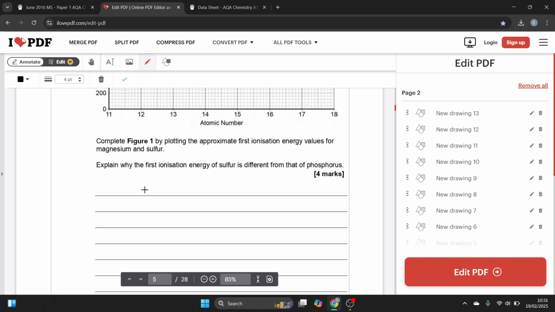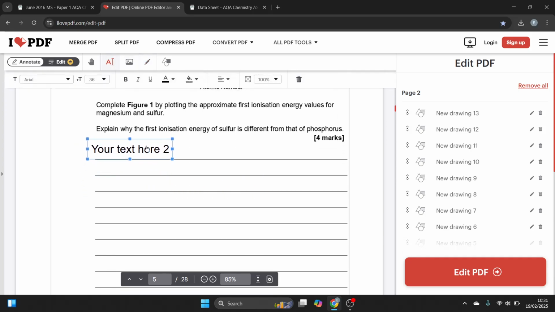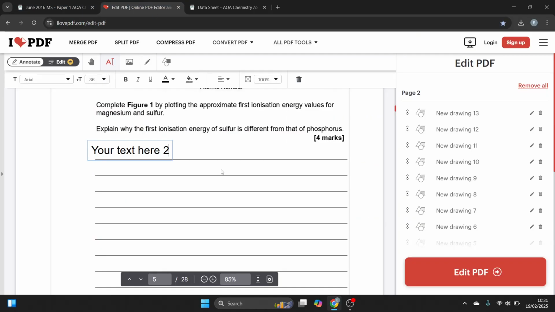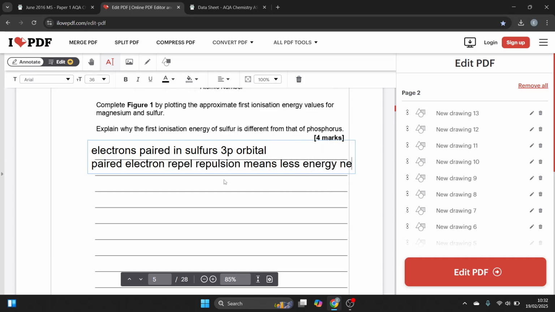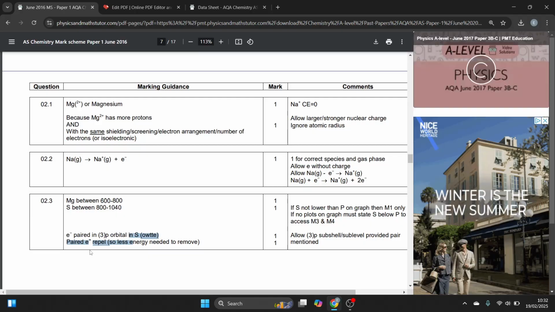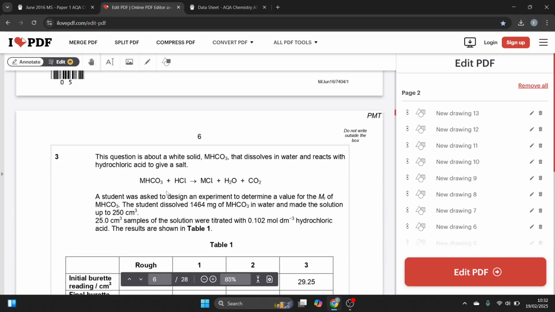So with sulfur, it's got paired electrons in its p orbital. It's 3p orbital, so that's the first thing you say. Electron paired in sulfur's 3p orbital. Paired electrons repel. Repulsion means less energy needed to remove those electrons. Electron paired in sulfur's 3p orbital, paired electrons repel, so less energy needed to remove electrons.